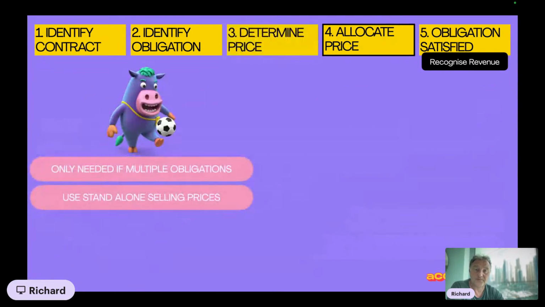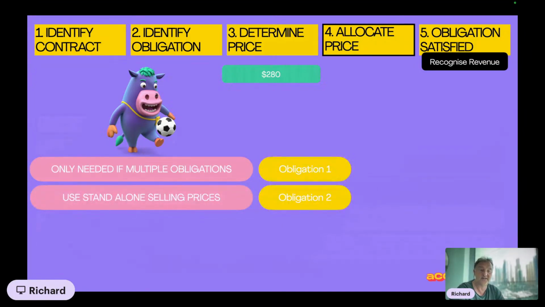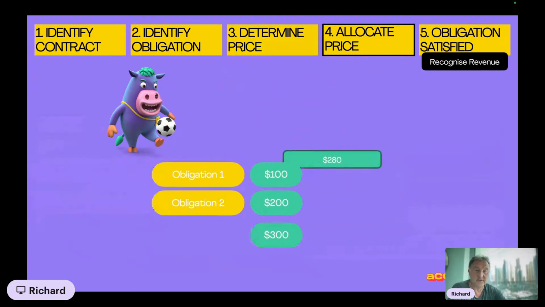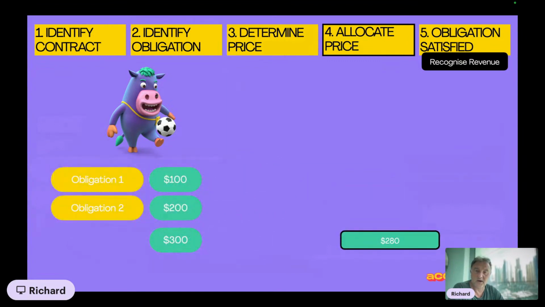So we are selling something for 280. There's multiple things in that 280. And that multiple is two. There's two obligations, two promises to transfer. And we're going to use the standalone price. Obligation 1 is 100 and obligation 2 is 200. But we're selling them as a bundle for not 300, but for a discounted 280. So how are you going to deal with that? How are you going to allocate the 100 and the 200 into 280?